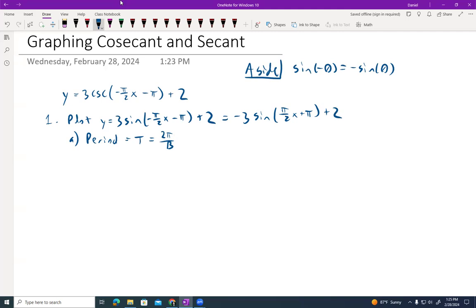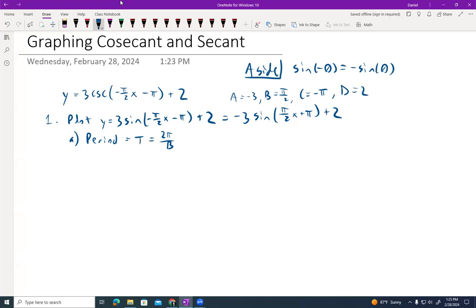Now we have an a, which is negative 3, a b, which is pi over 2, and I might as well write it down. A equals negative 3, b equals positive pi over 2, c equals negative pi. Don't forget, if there's a plus sign on the inside, that means your c is negative. D is equal to positive 2.